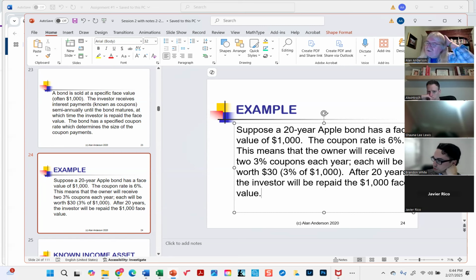Now, how do you know that you're getting your money back? Well, you know that organizations like Standard & Poor's and Moody's are set up to provide bond ratings so that you know how safe a bond is before you buy it.